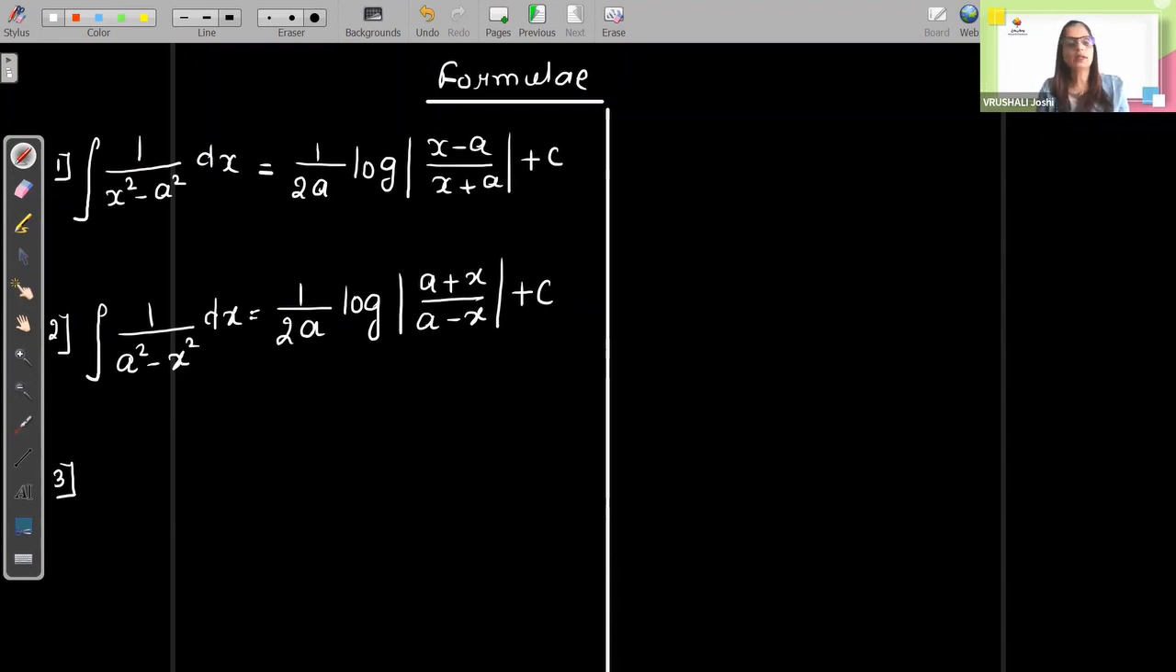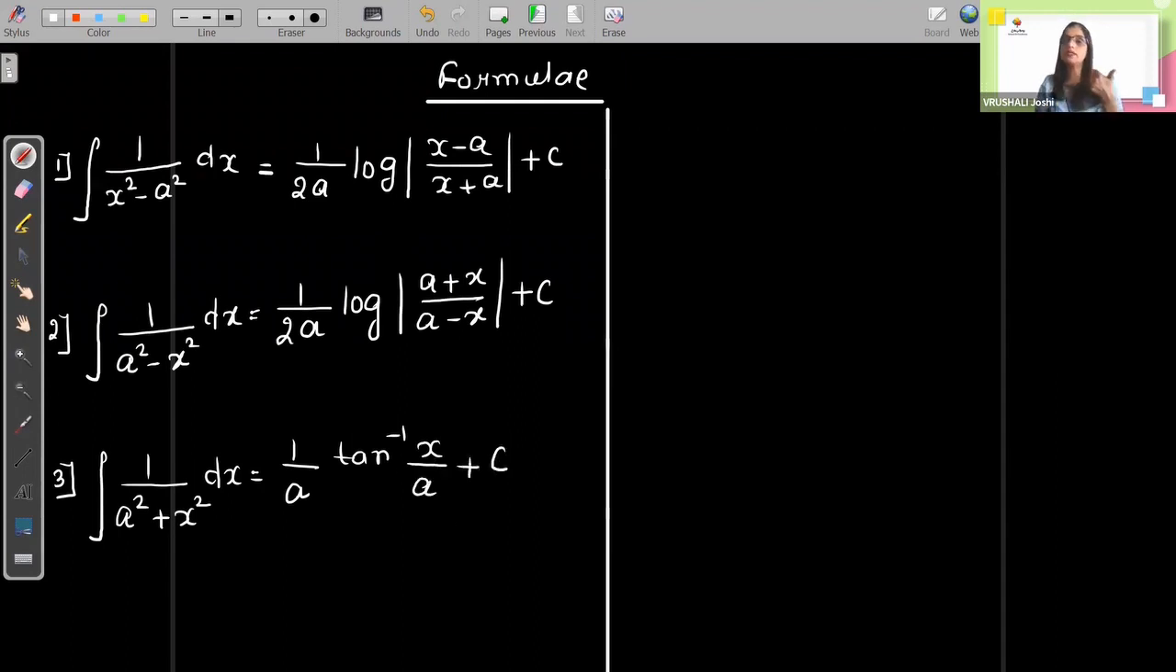And the third one is integration of 1 by a square plus x square dx. That's equal to 1 by a tan inverse x by a plus c. So the left hand side formulas are all with denominators which are not under the root. Now we will see what are the right hand side formulas.